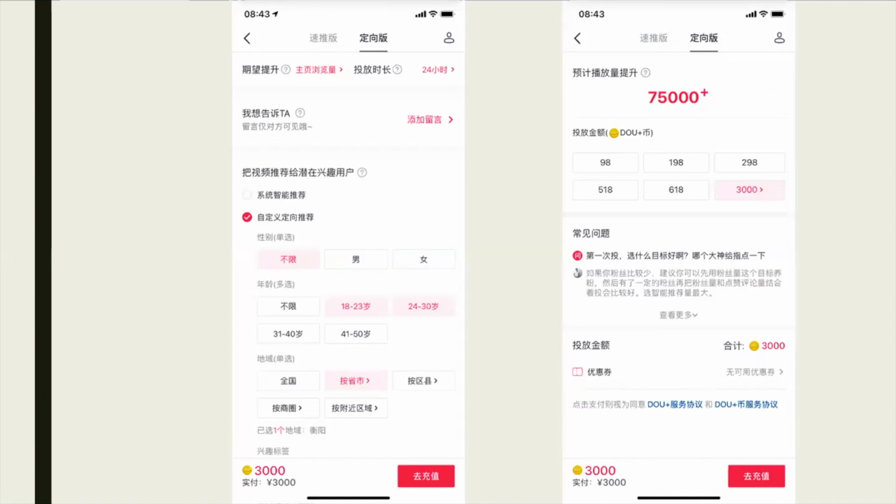And here are some of the references for our budget. Here I'm choosing, on the left, female and male, 18 to 30 years old, and I'm targeting Hainan City. And for an approximate view of 75,000, I actually have to pay 3,000 RMB.